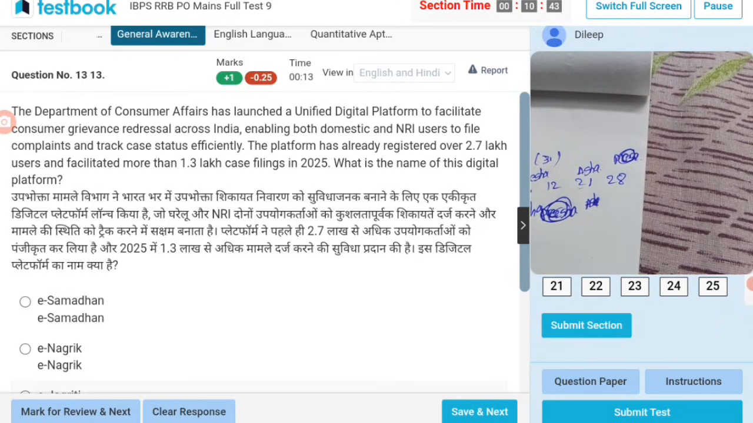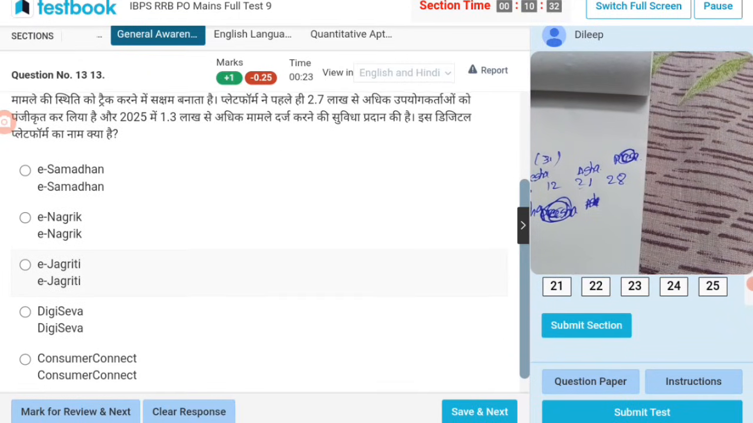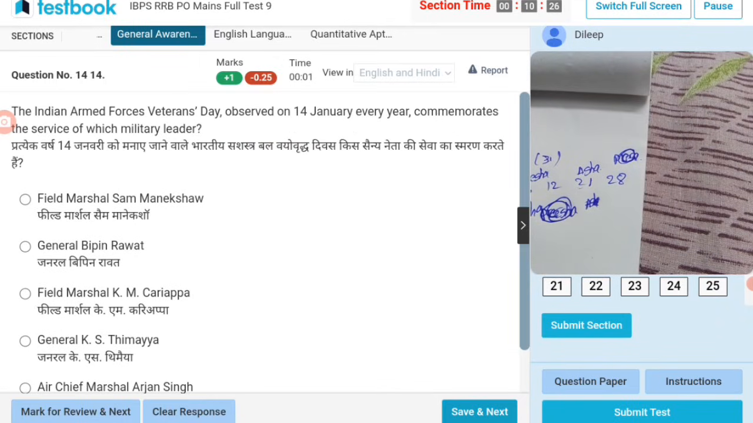Department of Consumer Affairs has launched a unified digital platform to facilitate consumer grievance redressal across India, enabling both domestic and NRI users. So, e-Jagriti or e-Samadhan. Which military?